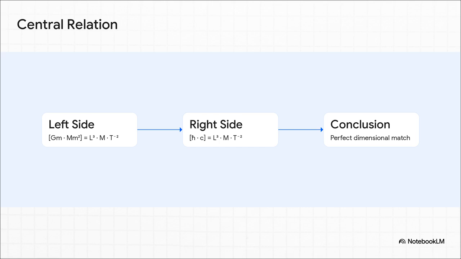On the left side, we calculate the dimensions of our new binding constant and mass. On the right, we do the exact same thing for Planck's constant and the speed of light. And when you do the dimensional math, they yield exactly the same thing. Length cubed times mass per time squared. It is a literal perfect dimensional match. If you're a physics nerd, this is exactly the kind of mathematical elegance you live for.